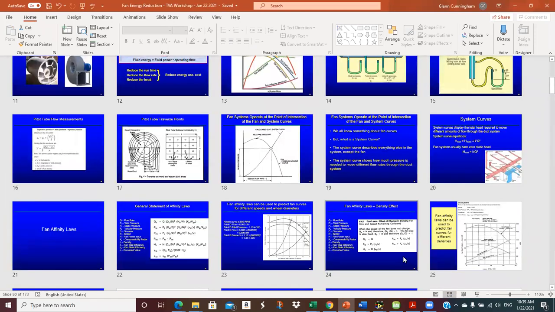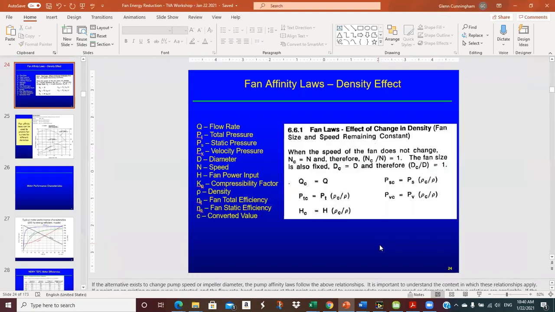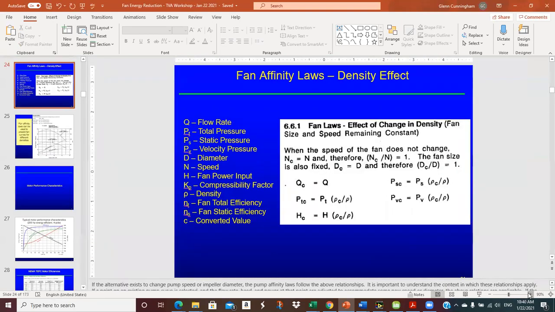Let's see. I'm lost in my own slides. I think it's right here. Well, let's go to this one. This is probably it, I'll just leave it there.